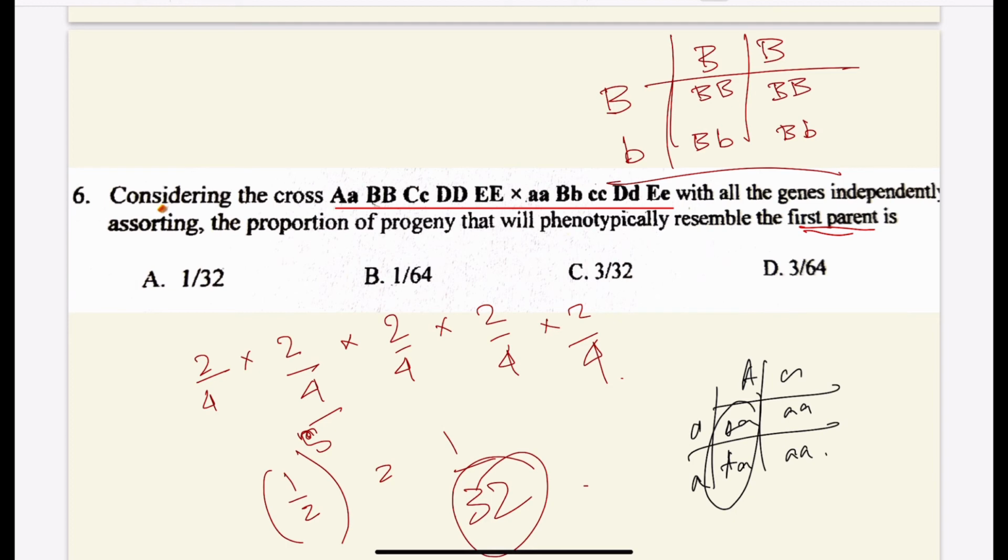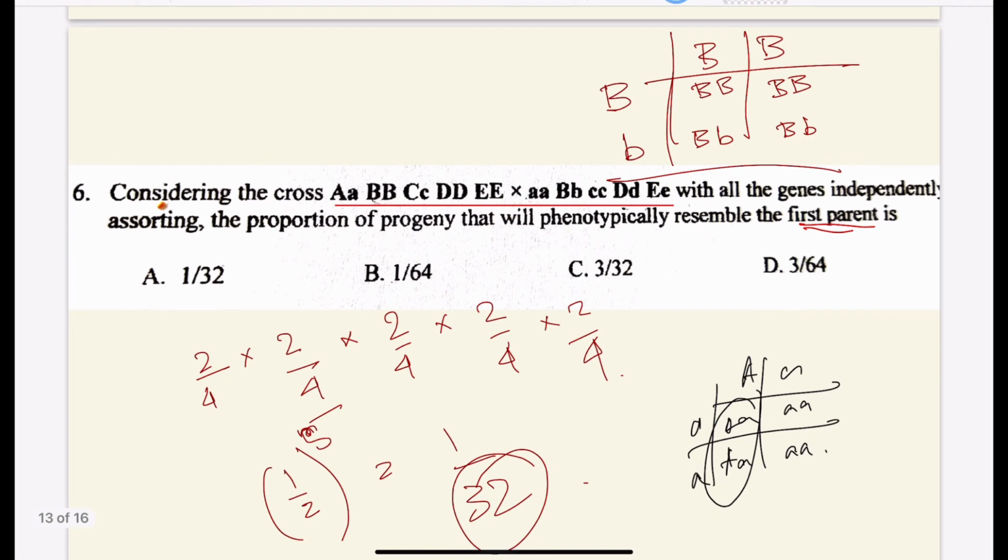So here, we'll do this for capital A small a and small a. Since it's heterozygous, heterozygous into homozygous will give us all heterozygous. So we'll do it for each of them over here. That is capital A small a and small a will give us 2 heterozygous and 2 homozygous.